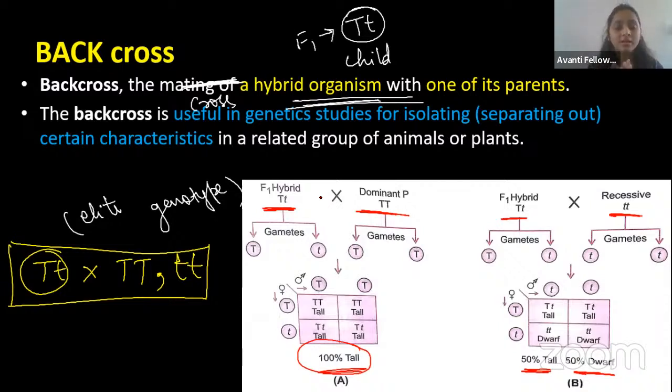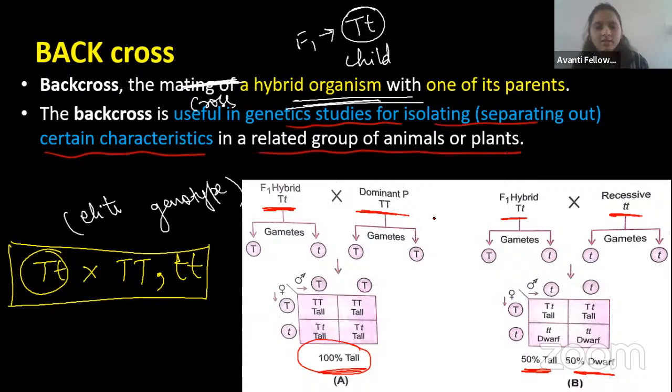During the hybridization in the animals, they will do it to know the genotype of the animals. It is useful in genetic studies for isolating certain characteristics, in related groups of animals and plants. Always remember, it is done for finding certain characters in the animals. Usually in the animals they will do. Okay, guys. Fine. So that is what we will call a back crossing.